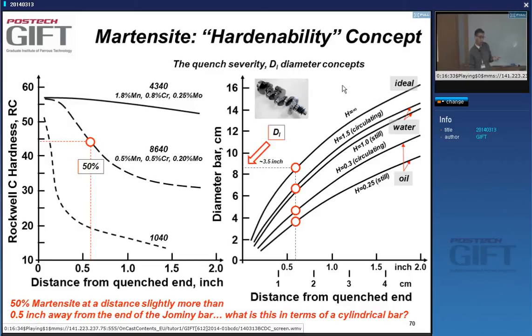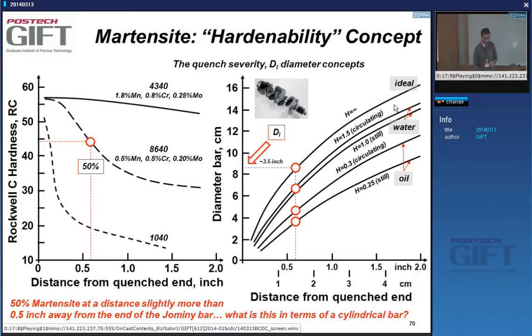What is the diameter? Obviously, if I have a very effective heat removal, I will have a large diameter. So this distance from the quenched end can correspond to, for instance, a 3.5-inch bar that will have a 50% martensite at the center if I have what's called an ideal quench.